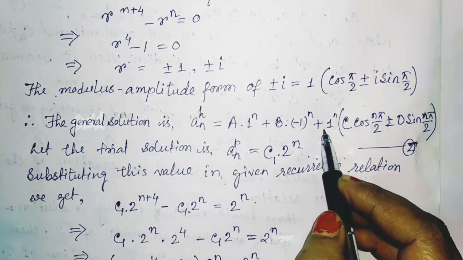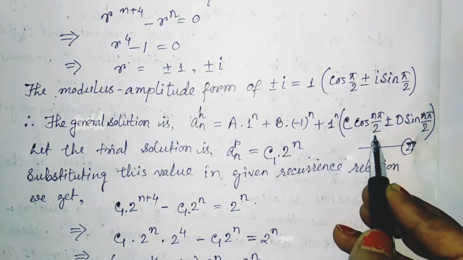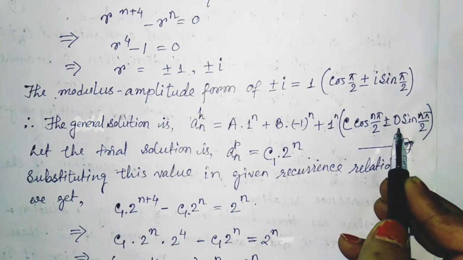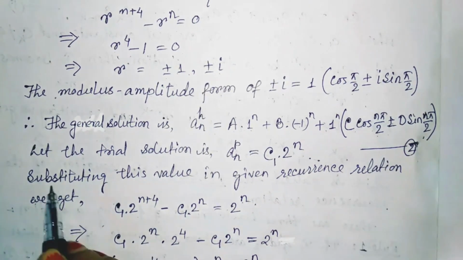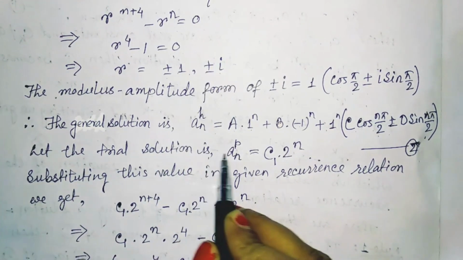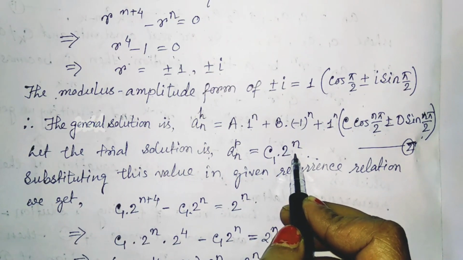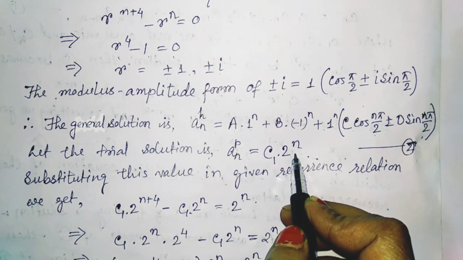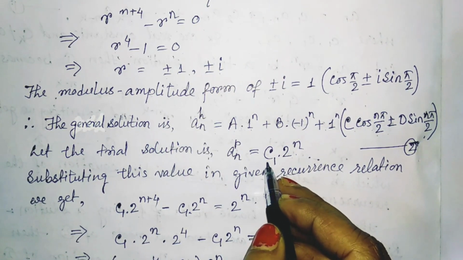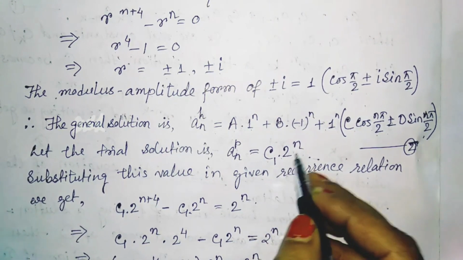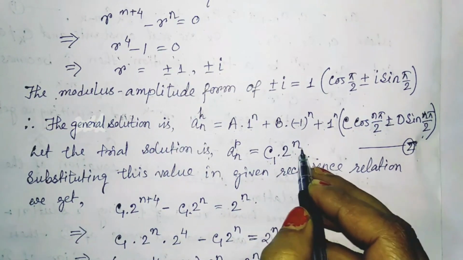Then plus of, here it is 1, so it is 1 to the power n, then c cos n pi by 2 plus minus d sin n pi by 2. So let the trial solution be a_n^p equals c1 2 to the power n, because we know if alpha^n is the given function, then its trial solution is some constant into alpha to the power n. So c1 is a constant into 2 to the power n.